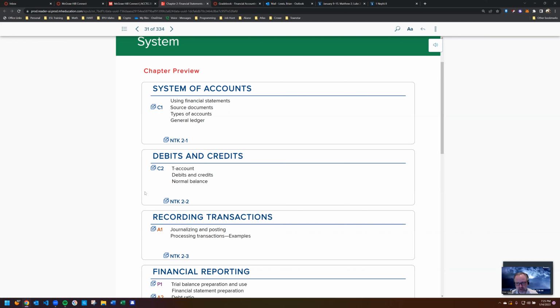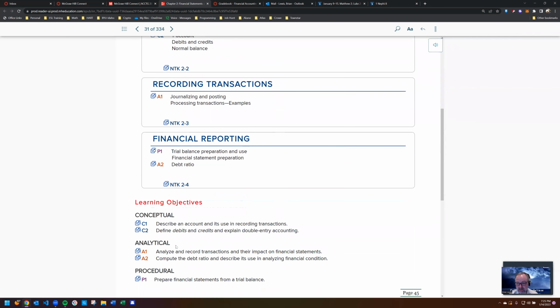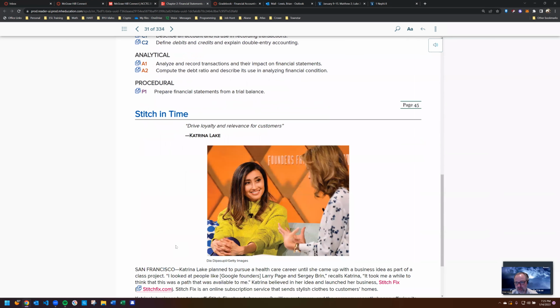So it's just going to start looking at different aspects of it. But in every single one of those, you're going to be using debits and credits. You're going to be using different types of accounts. You're going to be doing, in this case, journalizing and posting accounts. So all of these 3 sections, well, actually 4 sections, are going to be critical to understand.